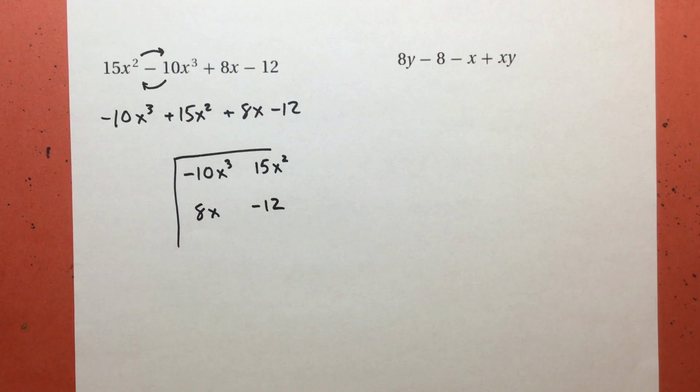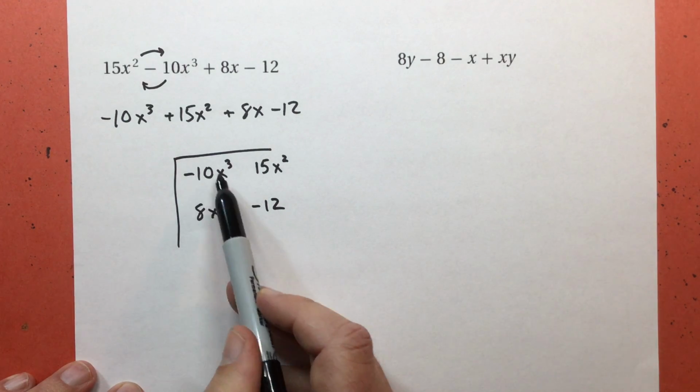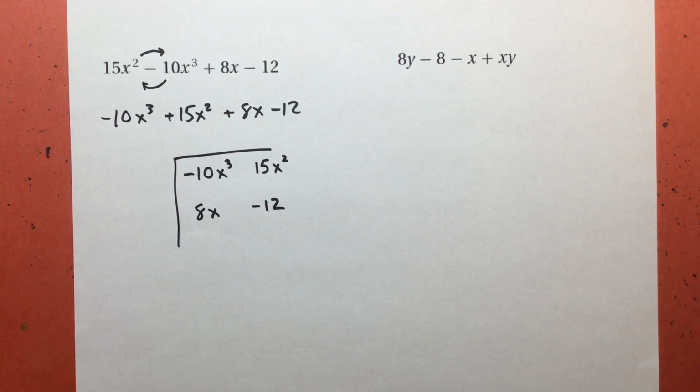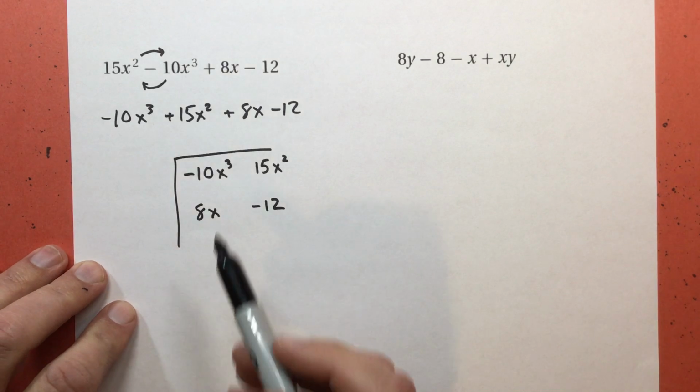Now that's okay, but I'm going to show you something else. Usually we don't want that first term to be negative, and there's a reason for that, a reason for advanced math. I'm going to go ahead and do it this way, but then I'm going to show you a different way of doing it, and both ways are okay.